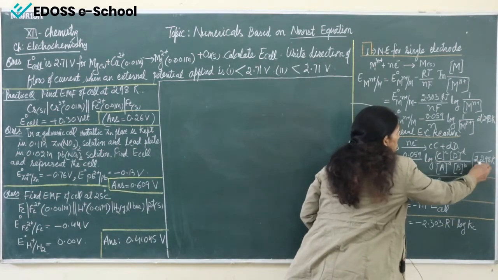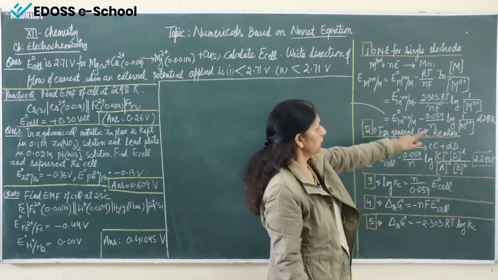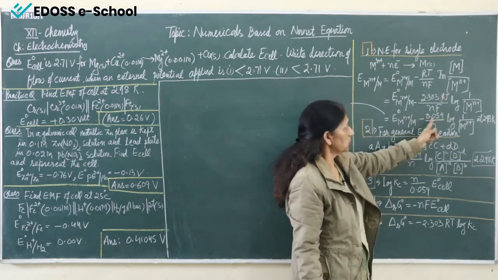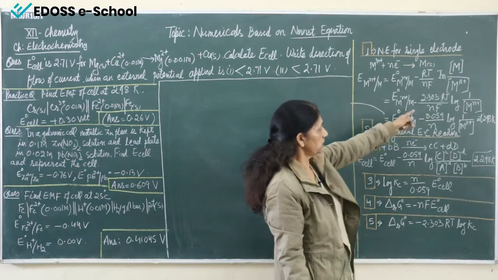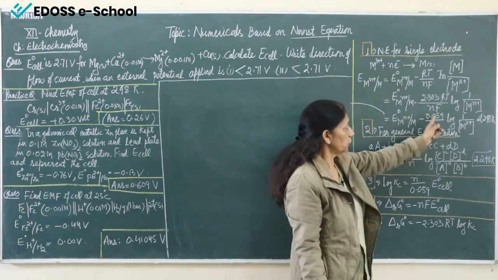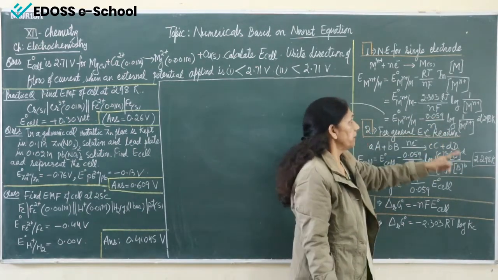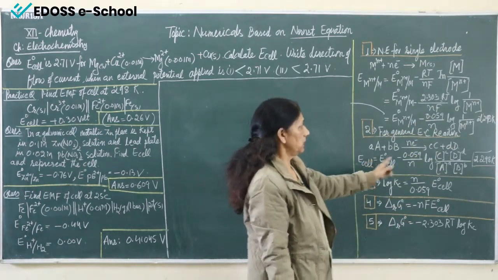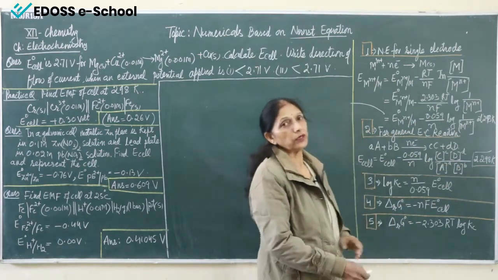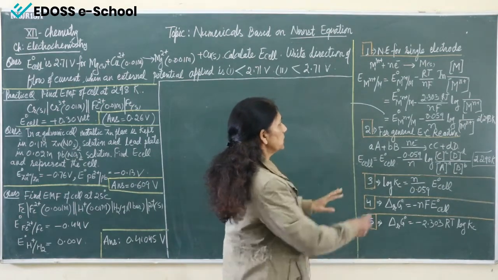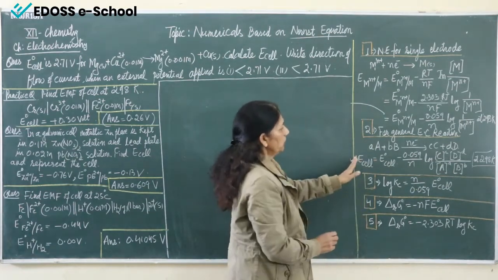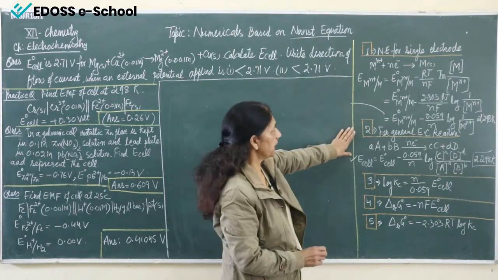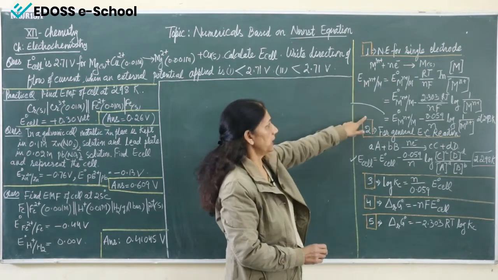Remember it, this value should be 298 Kelvin, because after putting T = 298 here, this value comes. If you change 298 and the temperature is something else, then this value will not count. So remember, temperature must be 298 Kelvin. So this is the second formula for the Nernst equation.